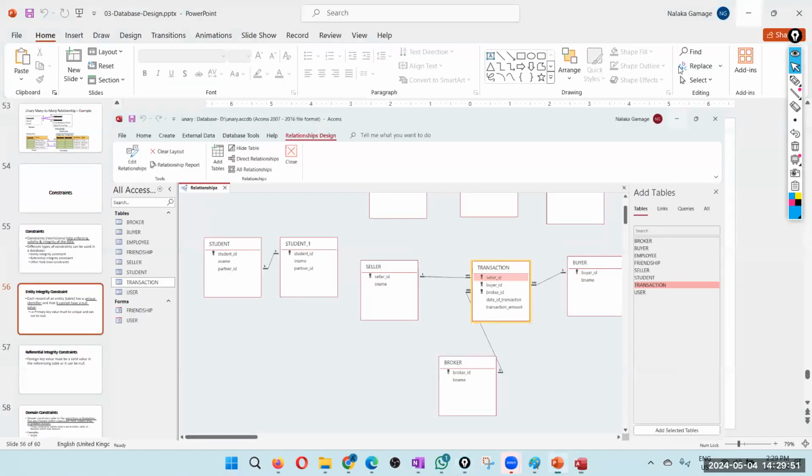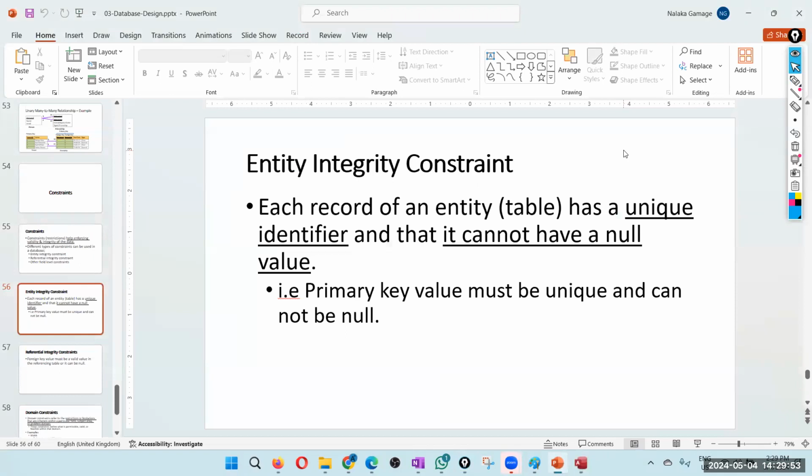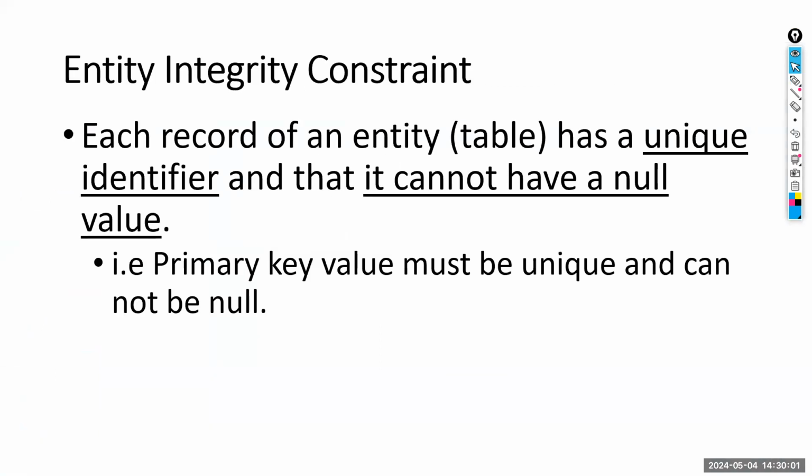Right. Yes, your explanation is correct. That is why we added the mapping table. Ultimately it is always sort of a many-to-many relationship. So now you know what entity integrity constraint is. Entity integrity constraint says your primary key value must be unique and cannot be null.